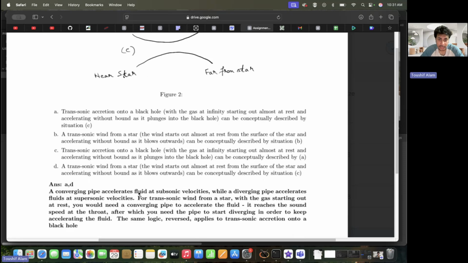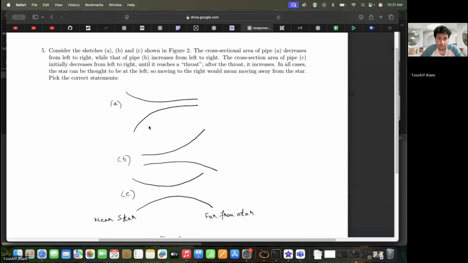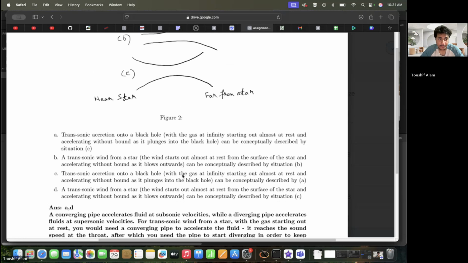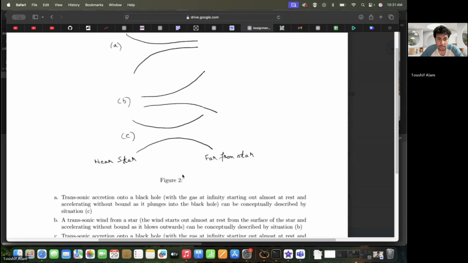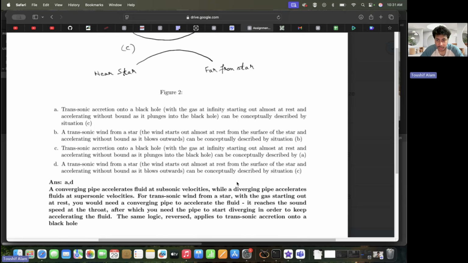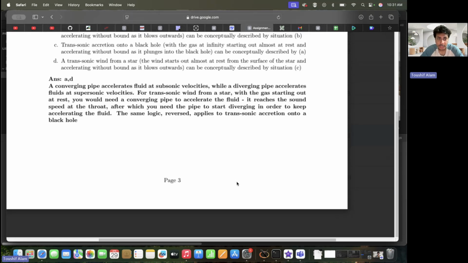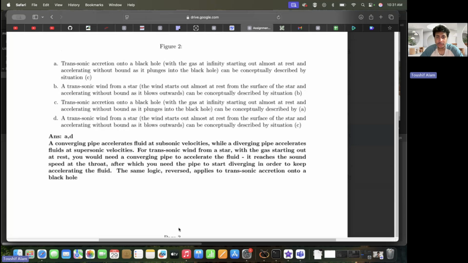A converging pipe accelerates fluid at subsonic velocity, while a diverging pipe accelerates fluids at supersonic velocities. For transonic wind from a star, with the gas starting out at rest, you would need a converging pipe to accelerate the fluid. It reaches the sound speed at the throat, after which you need the pipe to start diverging in order to keep accelerating the fluid. By the same logic, if you reverse this, you get transonic accretion onto a black hole.